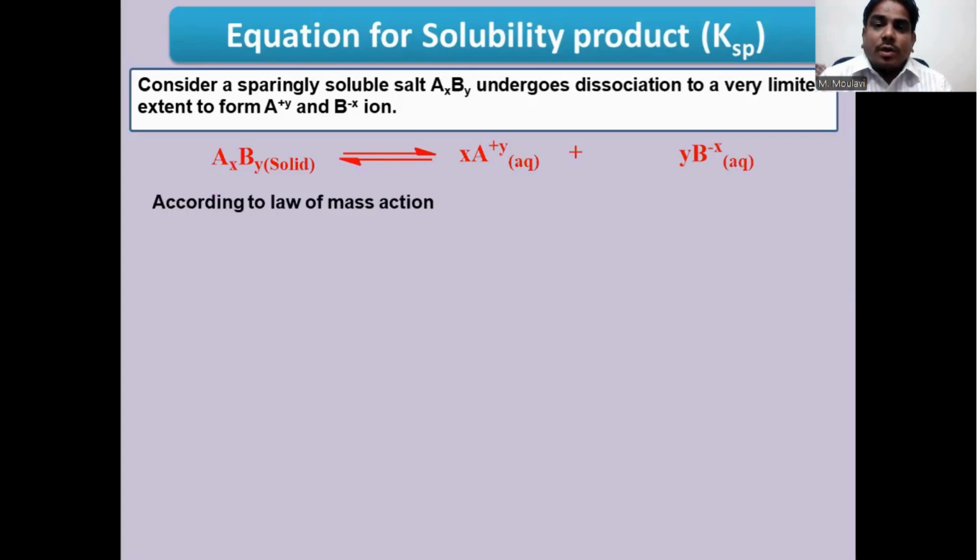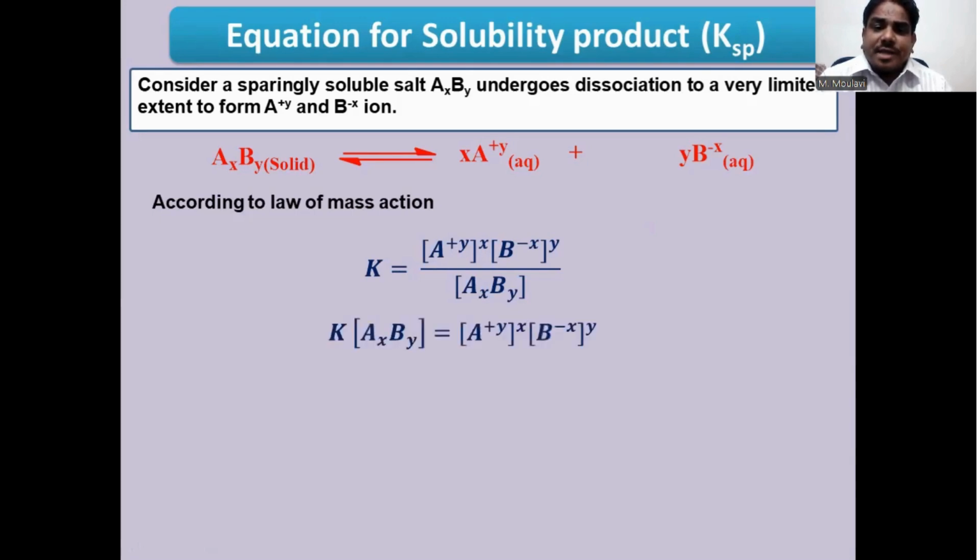So according to the law of mass action, at equilibrium, the rate of reaction is directly proportional to the concentration of reactant. In the forward direction, the reactant is AxBy, while in the backward direction, the reactants are these ions. So the equilibrium constant K is equal to the concentration of A^y+ ion into the concentration of B^x- ion divided by the concentration of solid AxBy. But the sparingly soluble salt undergoes dissociation to a very limited extent. It means that it is practically insoluble.